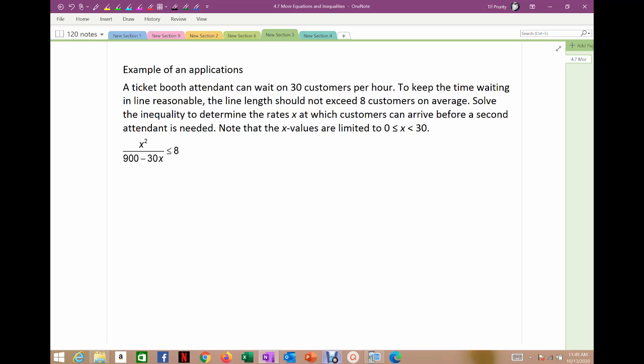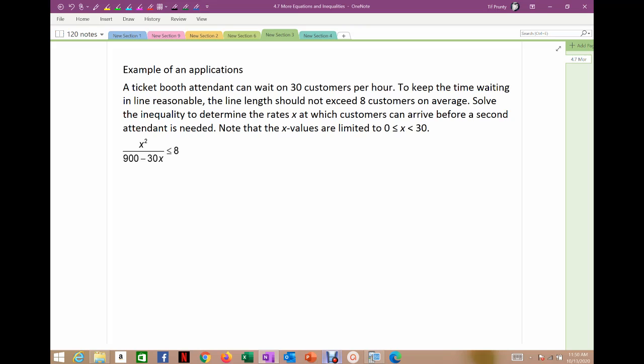rational inequality. So I've got a ticket booth attendant. A ticket booth attendant can wait on 30 customers per hour. To keep the waiting time for their customers reasonable, they make sure the line length should not exceed 8 customers on average. Solve the inequality to determine the rate at which the customers can arrive before the second attendant is needed. So how many customers can be in the store?